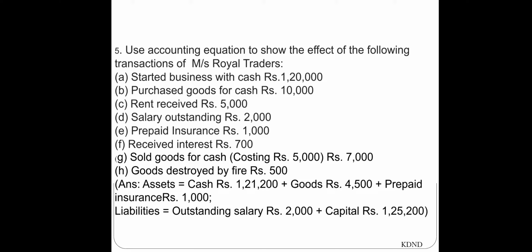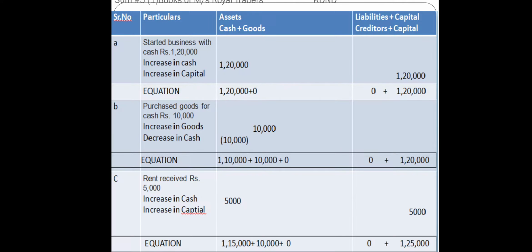Started business with cash rupees 1,20,000. So 1,20,000 will be an increase in cash, and at the same time 1,20,000 will be an increase in capital. This will be shown by opening one column, that is asset. Under asset we will prepare one column, cash, and here capital, because the format we already learned in the previous video. So by preparing the cash and capital columns, we introduce an increase in cash and an increase in capital. Then comes the next, that is, purchase goods for cash.